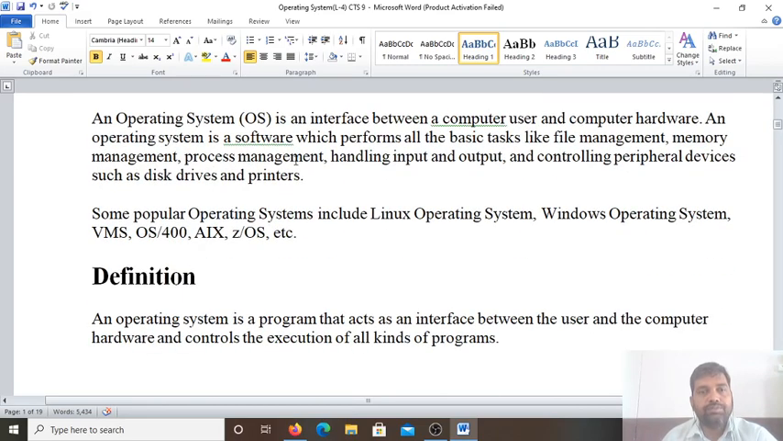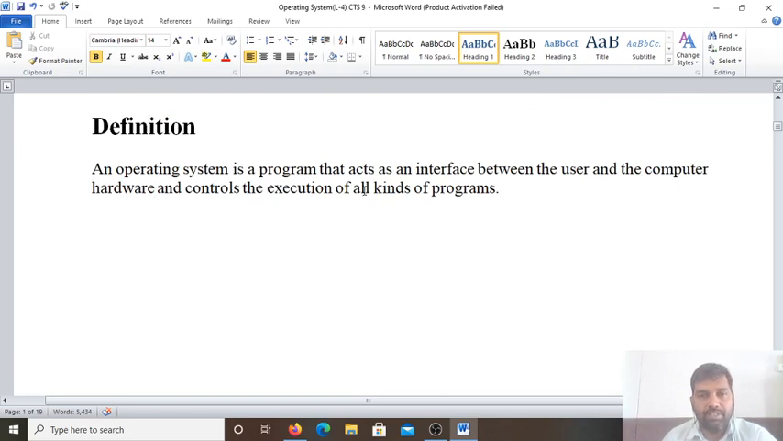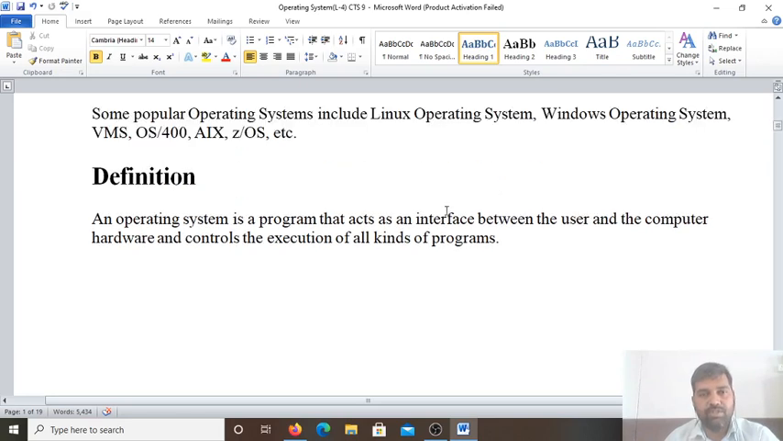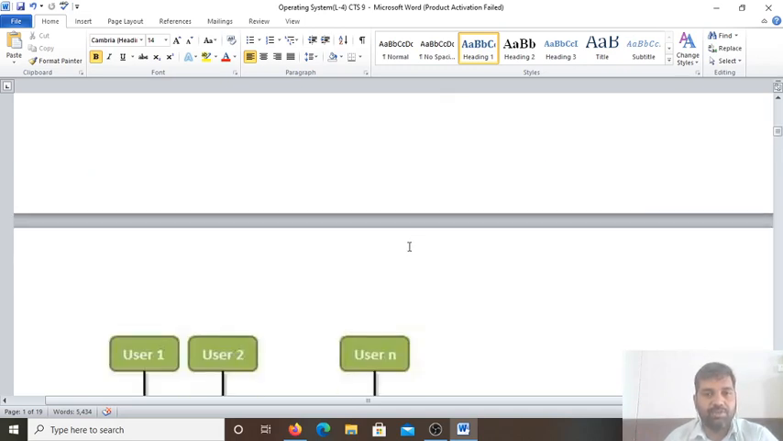Now what is the operating system? How can we define it now? An operating system is a program which acts as the interface between the user and the computer hardware and controls the execution of all kinds of programs. So now we can say an operating system is a program that acts as an interface between the user and the computer hardware and controls the execution of all kinds of programs.